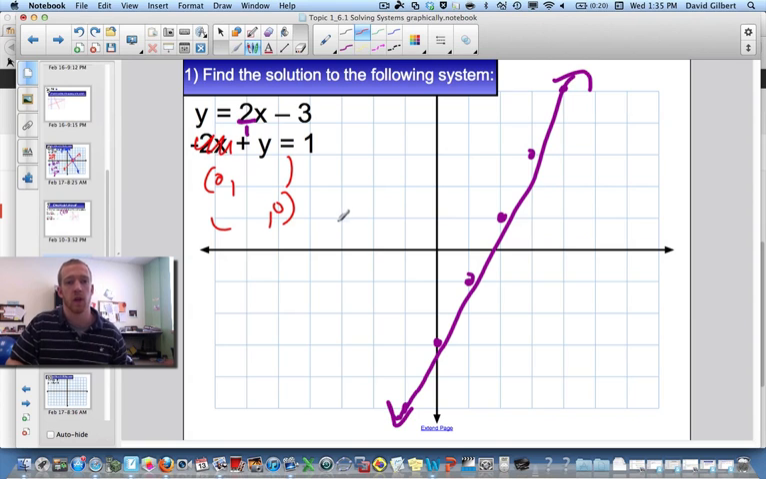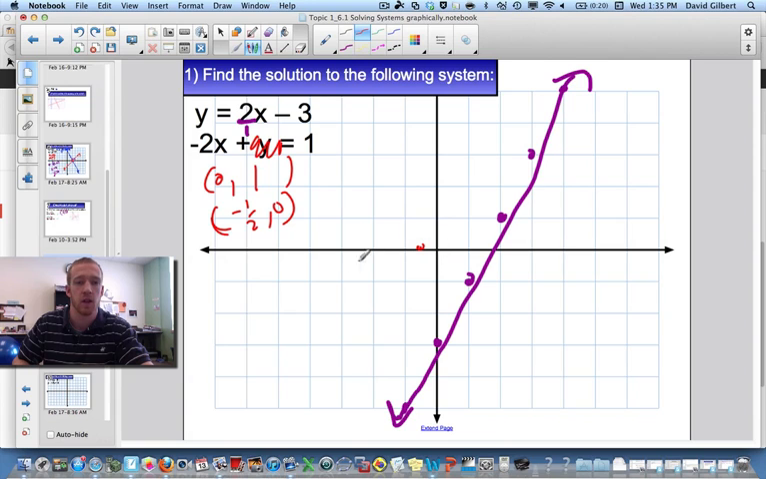So cover up the x, gives me y equals 1. Cover up the y, and x equals negative 1/2. So if I don't like the idea of trying to plot negative 1/2, 0, and then 0, 1, what I can do instead is just get it into slope-intercept form. So I can add 2x to both sides, and I get y equals 2x plus 1.